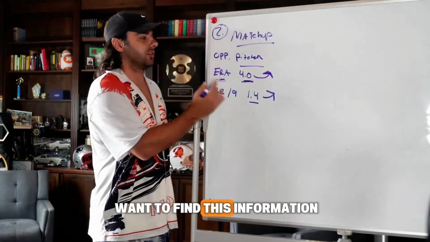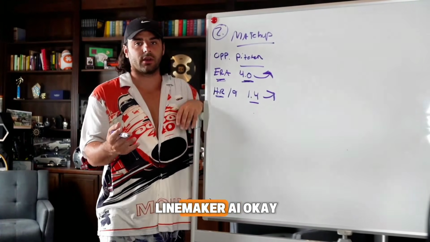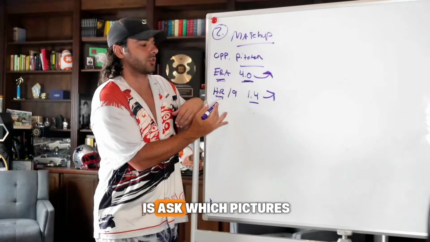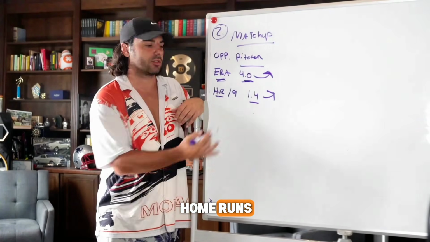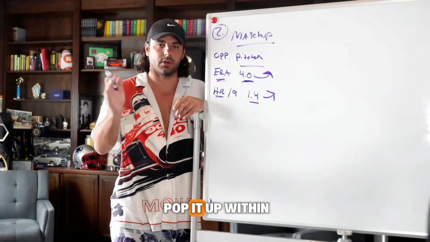Now, if you guys want to find this information, the simplest way to find it is by using the Linemaker AI. All you got to do is ask which pitchers give up the most home runs, the home run rate, which pitchers have the worst ERA, and it'll literally just pop it up within seconds for you.